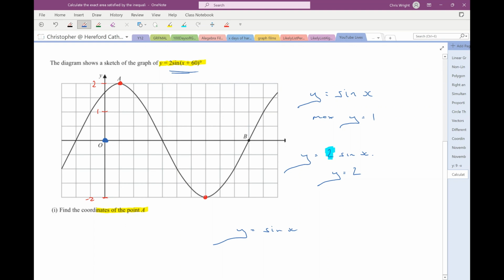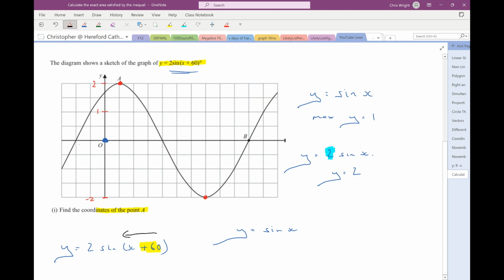Now, y equals sine x has been transformed to give me the graph, which is in black ink there, y equals 2 sine of x plus 60. Now, what will the horizontal translation of this be? Well, I've got plus 60 here. Remember, it's a translation in the x direction, but it's going to go the wrong way. So my black curve is a translation of the original curve by 60 units to the left.